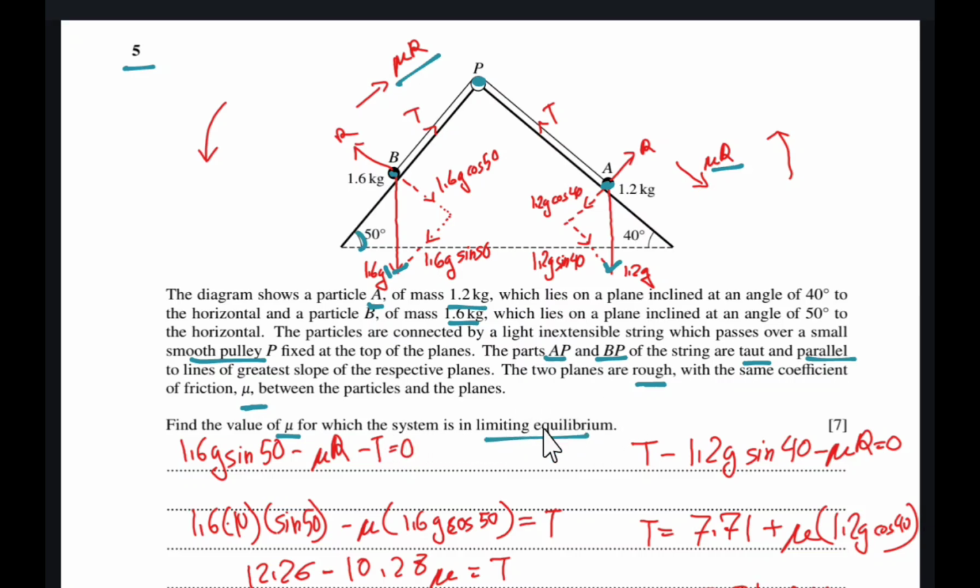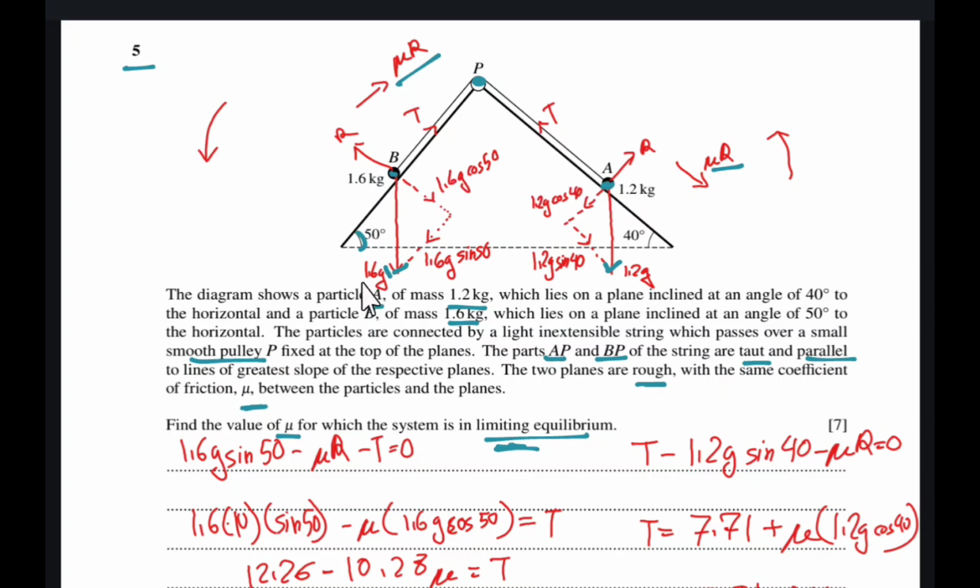Since the system is in limiting equilibrium, that means the system is about to move, so we should consider the effect of friction, since the particles are about to move. It is not clearly stated which particle would move up and which particle would move down. As they are in limiting equilibrium, they are about to move. So which particle is about to move up and which is about to move down?